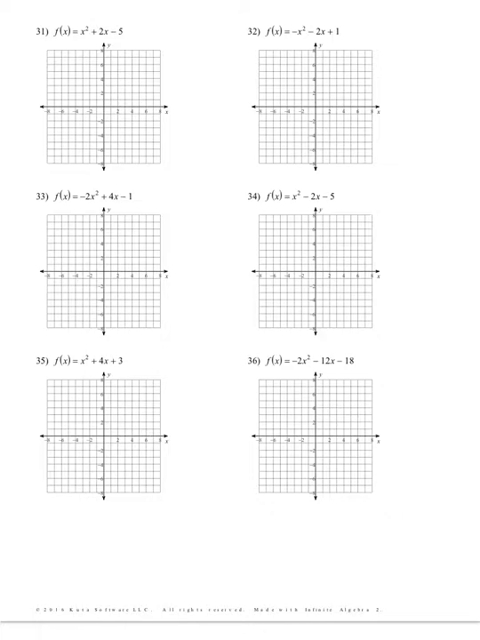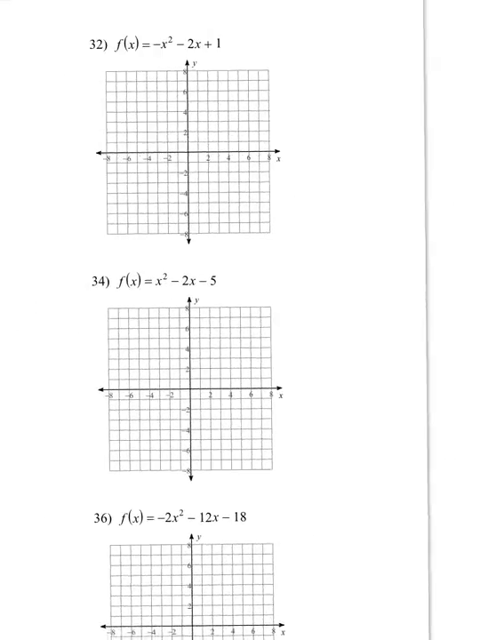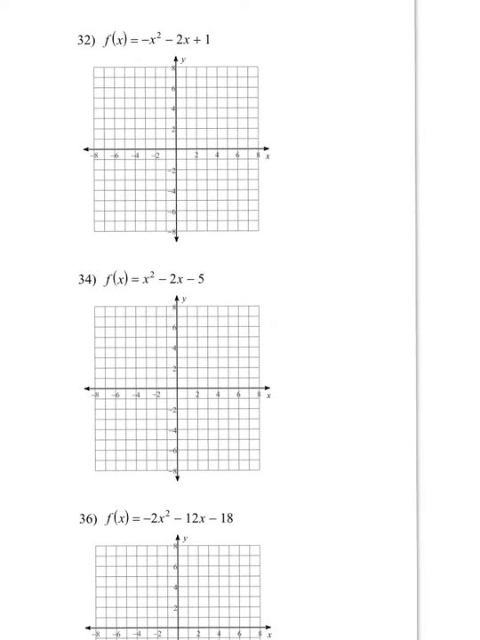Okay, we're going to look at number 32 here, so let's focus in on number 32. And remember, the last one we did, we're trying to find the zeros. The zeros are where it crosses the x-axis, or are the x-intercepts. Last one did not cross, so it didn't have any zeros. Let's look at this one.